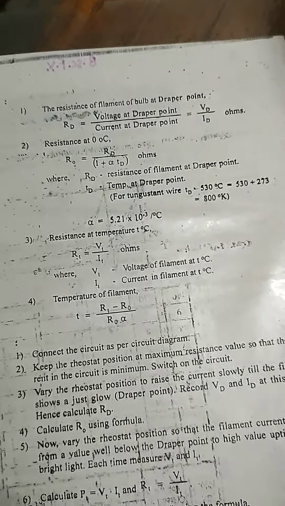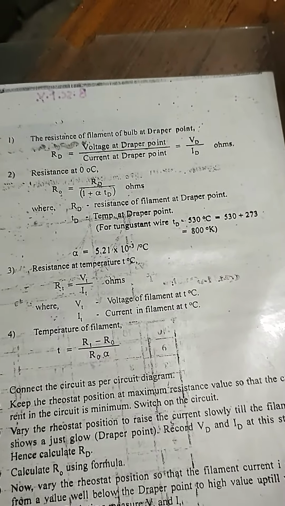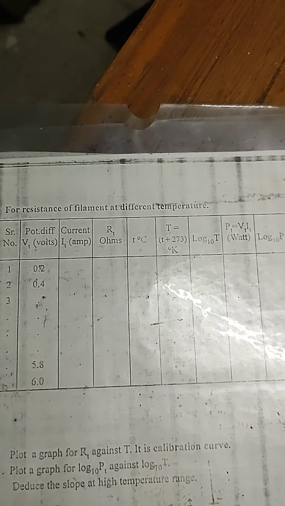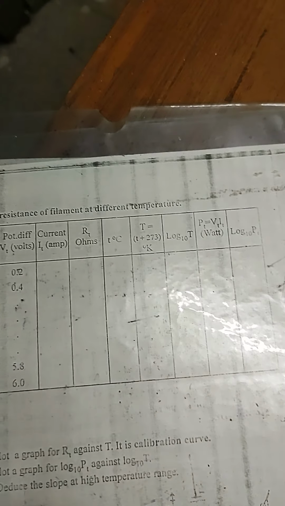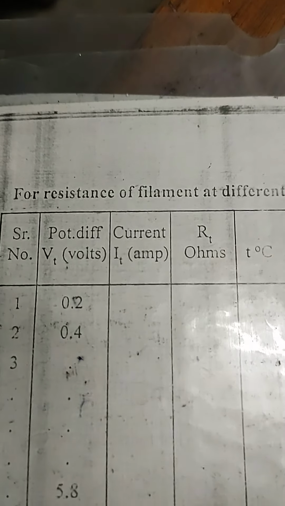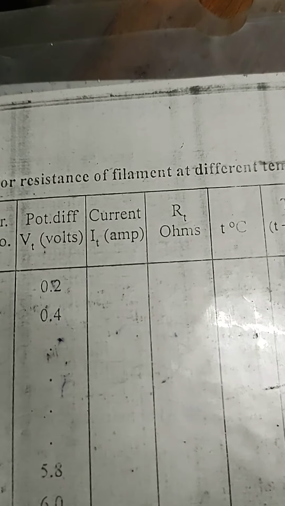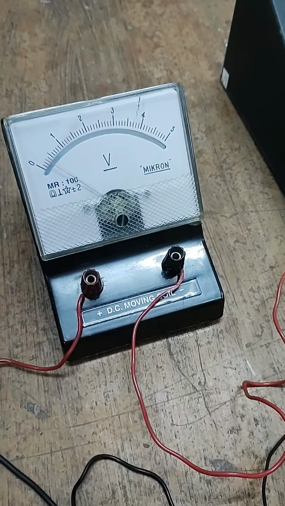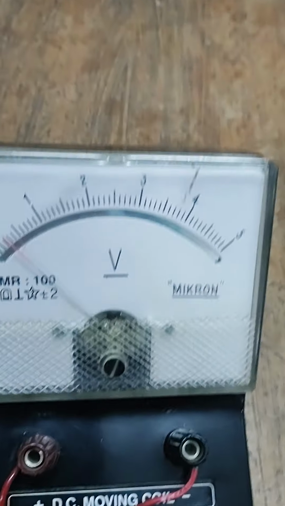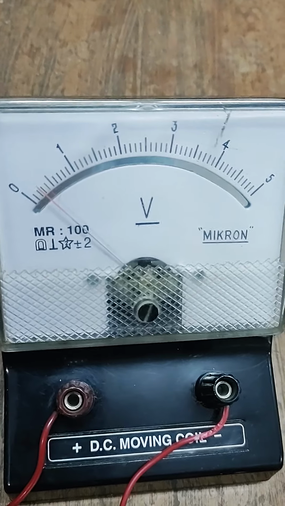And then next, you have to find out the resistance at temperature T. For that purpose, you will draw a table over here, in which you will change the voltages and note down the respective current. In steps of 0.2, 0.4 we will change the voltage, and measure the respective current. How this is to be done, I will show. Initially I will reduce the voltage. Now that is the lowest value, about 0.2 now.